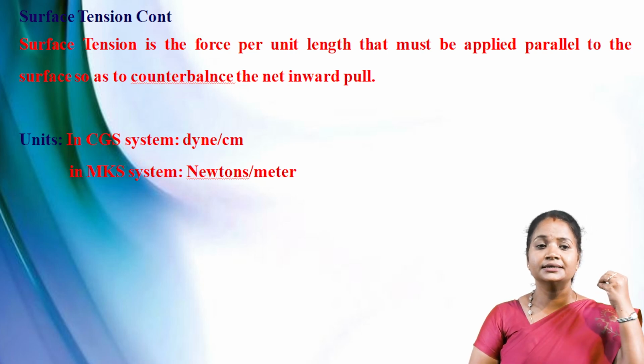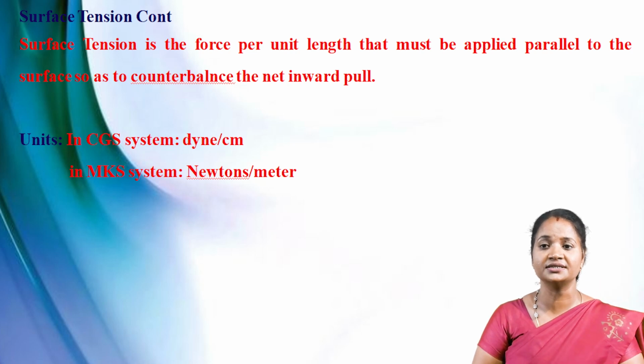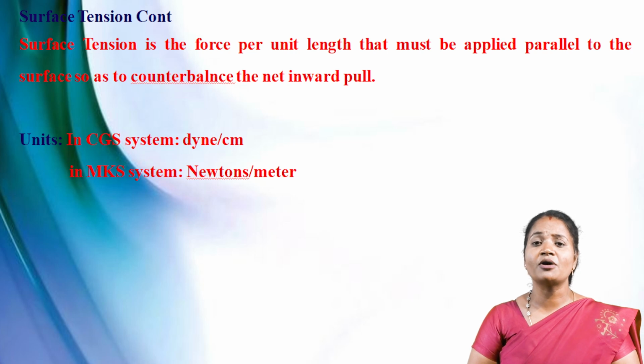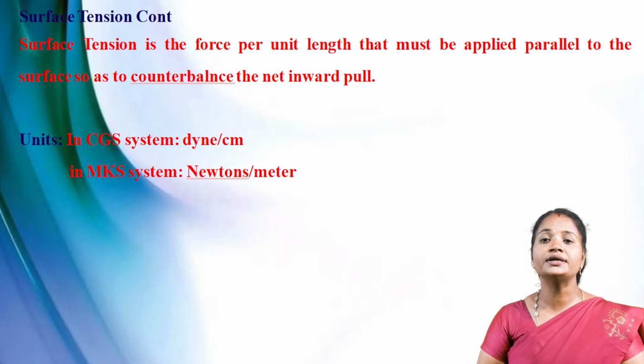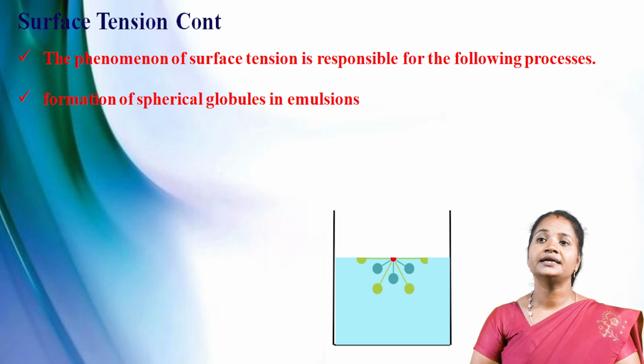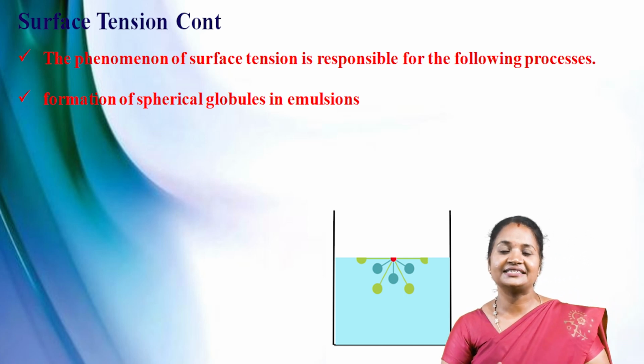So the CGS system unit of surface tension is dyne per centimeter. In the MKS system, surface tension is newtons per meter. Next phenomenon is interfacial tension. What is interfacial tension?